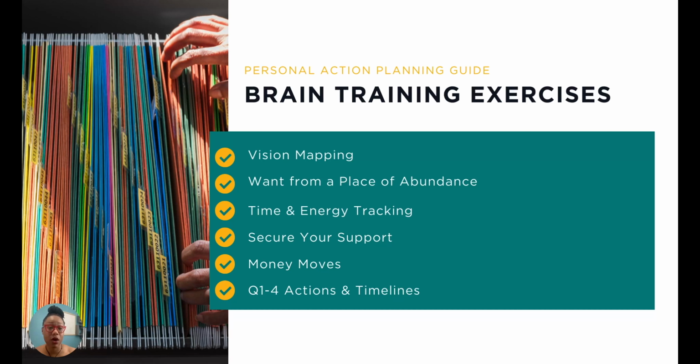Here are the main sections of your planning guide. You're going to be focusing on vision mapping, really looking at that holistic scope. I make it really easy for you to think through the various areas of your life that perhaps you haven't thought through yet to envision: what do I want this to feel like? What do I want this to look like? What is the life I want to sustain? And then there's actually an exercise called wanting from a place of abundance.